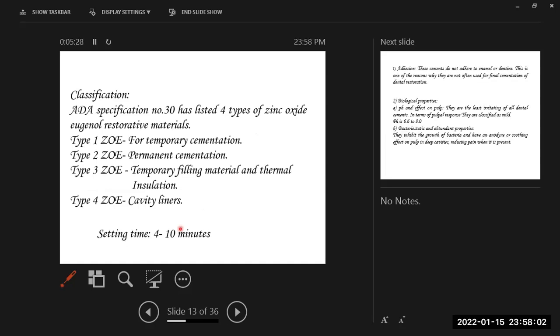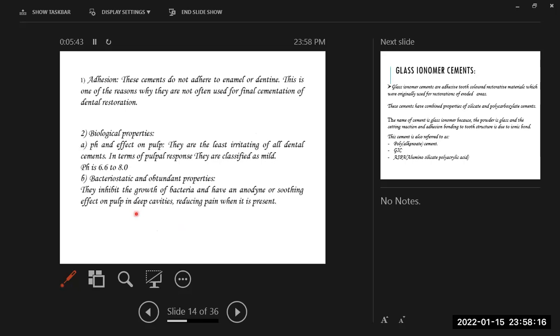These also you can classify into four types. You have type 1 for temporary, type 2 for permanent, type 3 for temporary fillings and thermal insulation, and then you have type 4 mainly used as cavity liners. And again, zinc oxide eugenol does not have any chemical adhesion to tooth structure, and that's why we do not use it for final cementation. One of the important characteristics is that it is the least irritating of all the cements, and also, they have a bacteriostatic and obtundent property.